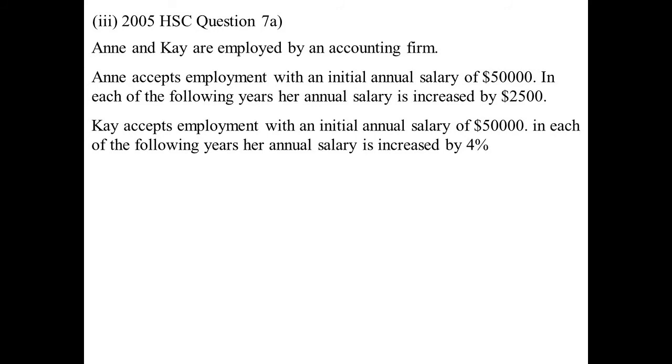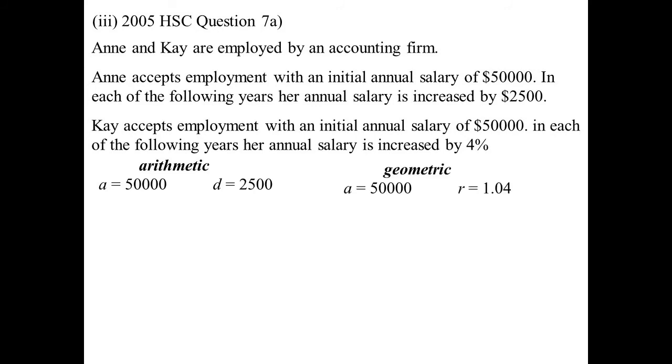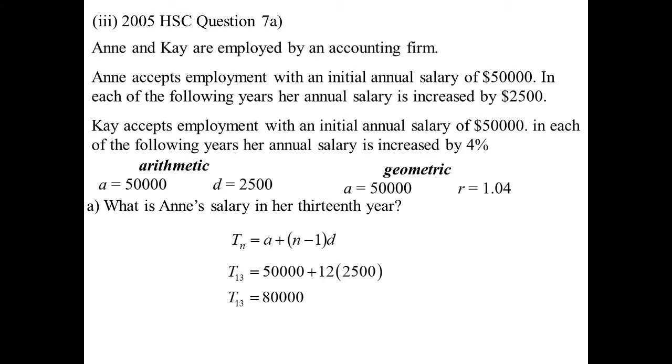Let's work it out. Well, arithmetic, the first one's arithmetic. First term 50,000 and the difference 2,500. Whereas the second one, Kay, is geometric. This time increasing by 4%, so the ratio is 1.04 that we're going to be playing with. What's Anne's salary after 13 years? Again, we're just subbing into our general term. So a plus (n minus 1)d, sub it in, bit of calculator work, $80,000.